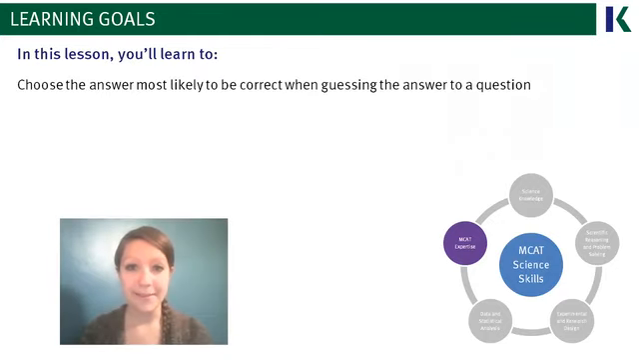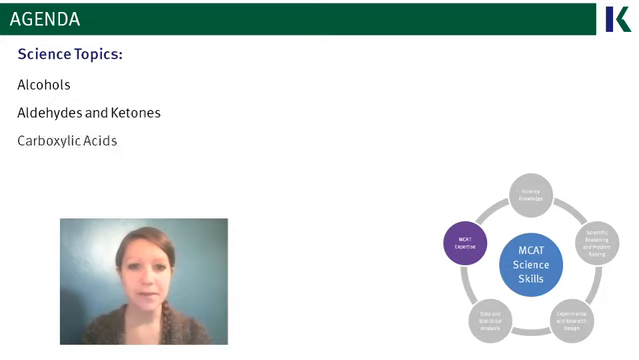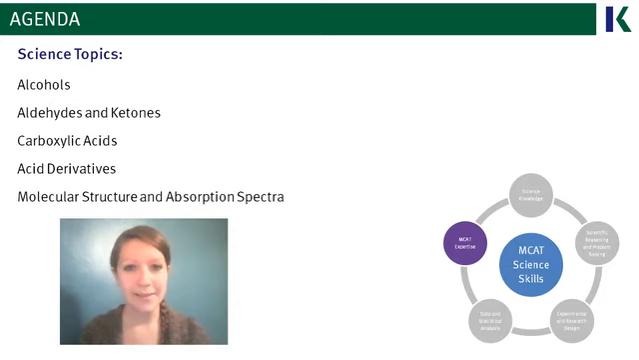So, the main learning goal of this lesson is to be able to choose the answer that's most likely to be correct, given that you might not actually know the answer. We're going to show you a couple of questions that you might know the answer to given these science topics that you see here. We're mostly doing organic chemistry here with the alcohols, aldehydes and ketones, carboxylic acids and their derivatives, and finally some molecular structure and absorption spectra.